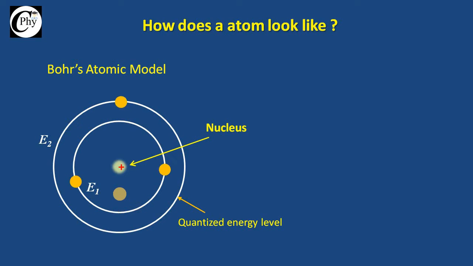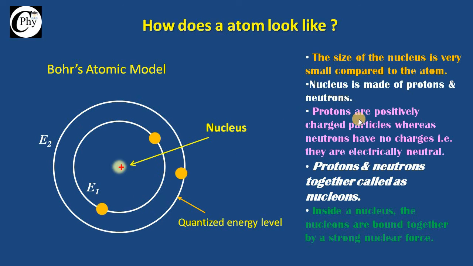On the other hand, from Bohr's atomic model, we know that electrons revolve around the nucleus in some definite circular paths known as energy levels or orbits. So these E1 and E2 are known as energy levels. And these energy levels are quantized, which means that the electrons in a particular energy level have definite angular momentum. Therefore, the electrons in the energy level E1 have a definite angular momentum, and the electrons, for example, in the energy level E2 also have some definite angular momentum.